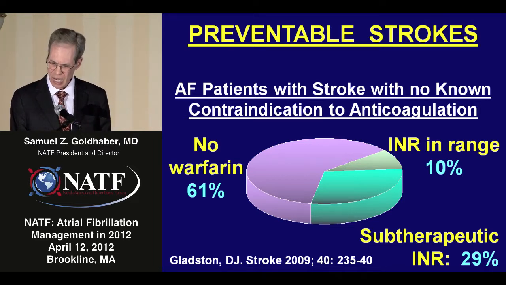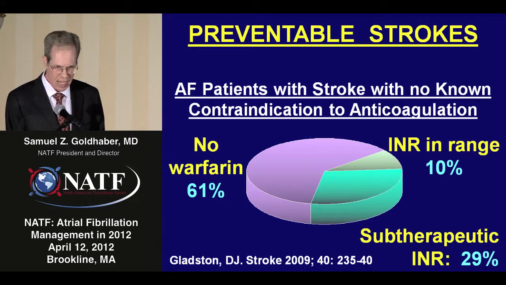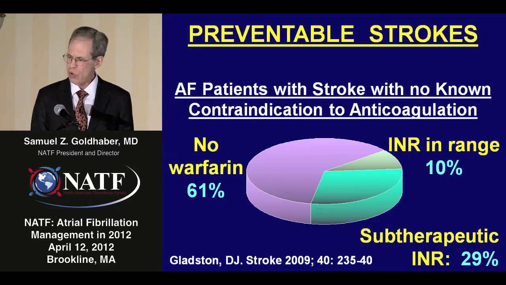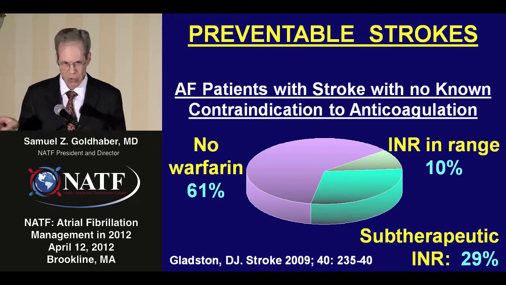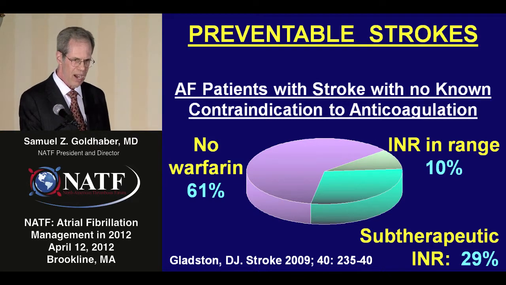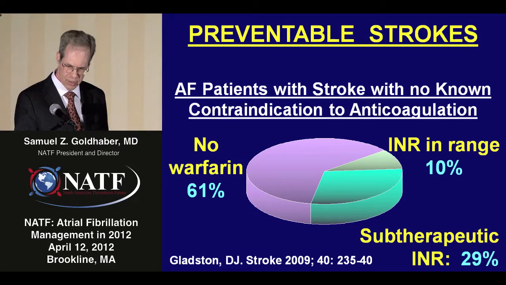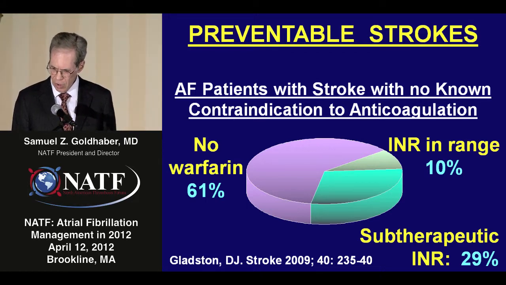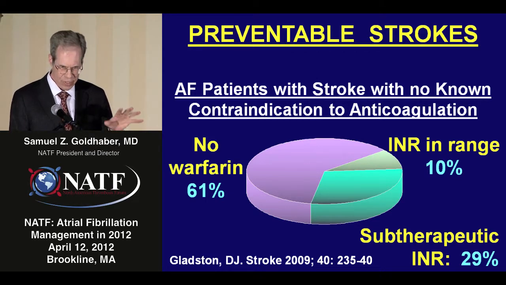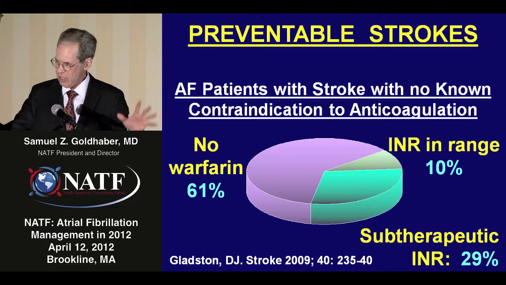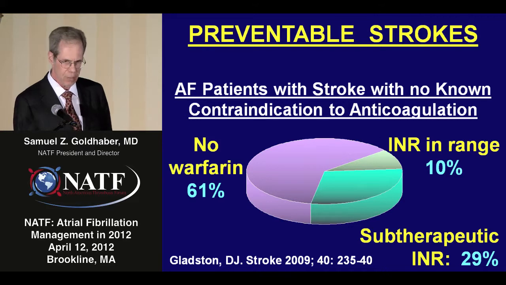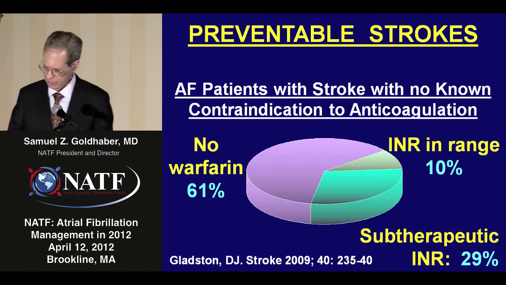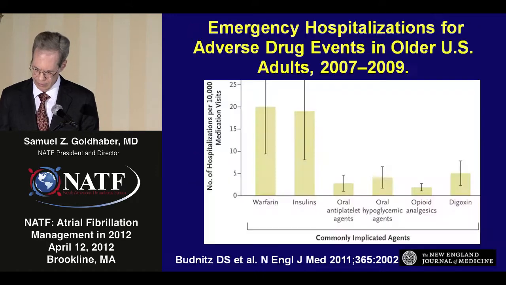Let's look at this study of patients with known atrial fibrillation, with no contraindication to warfarin, who presented to emergency departments with strokes. Patients where 100% should have been taking warfarin. 61% were receiving no warfarin. And of those receiving warfarin, only 10% of this total group had their warfarin in the targeted range between 2.0 and 3.0. And most of the rest of the patients had low INRs. This is the real world.